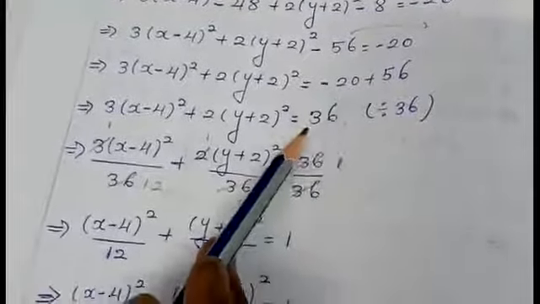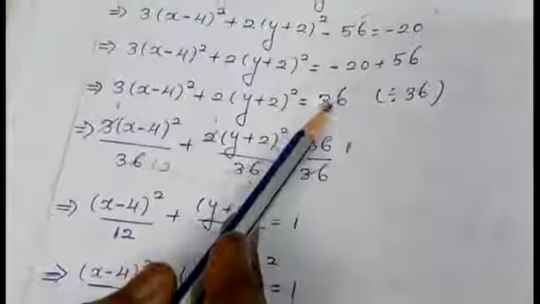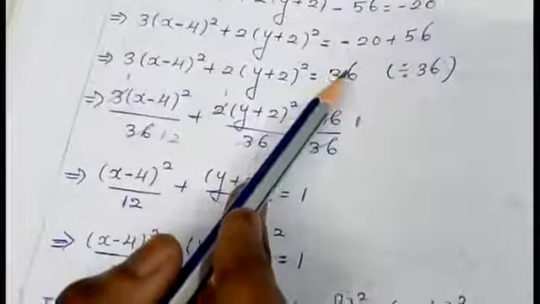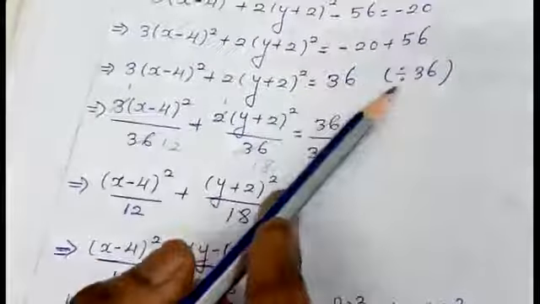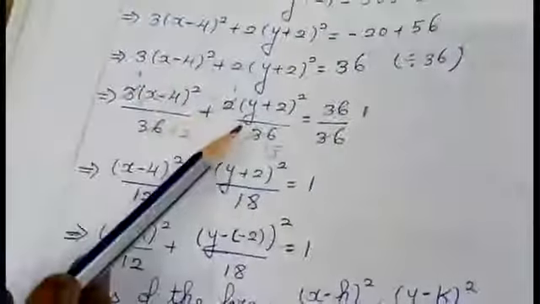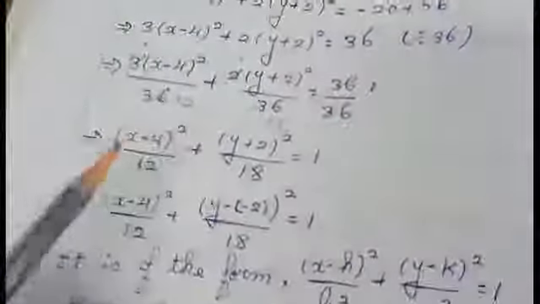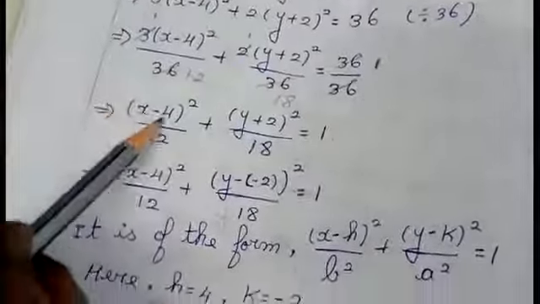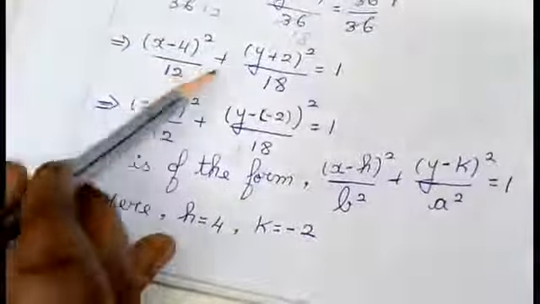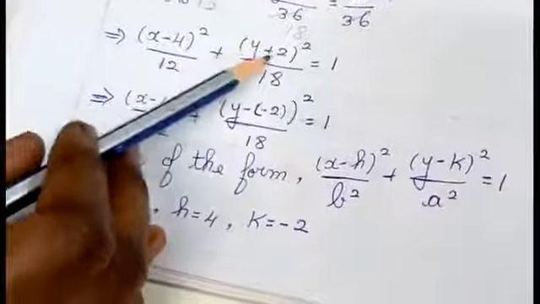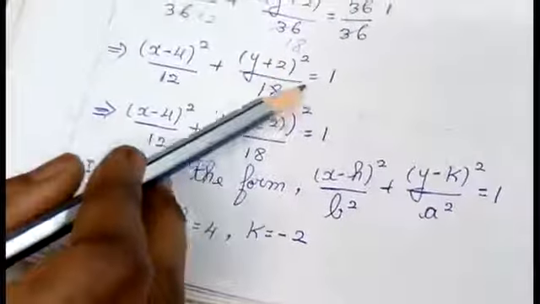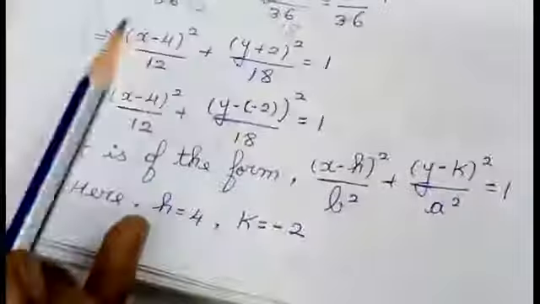In place of 36 I must have the value as 1. That is the concept for hyperbola, both hyperbola and ellipse. Divide by 36. After dividing by 36 you will be getting this value, that is (x minus 4) the whole square by 12 plus (y plus 2) the whole square by 18 equal to 1.